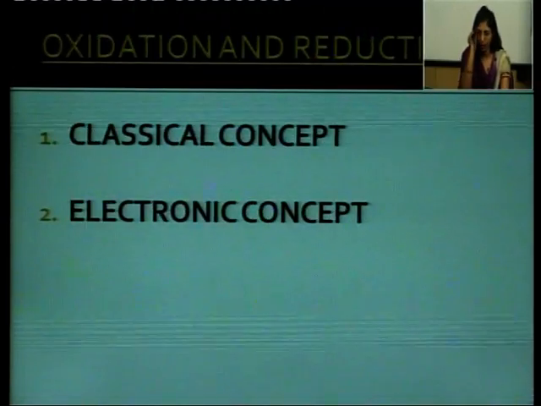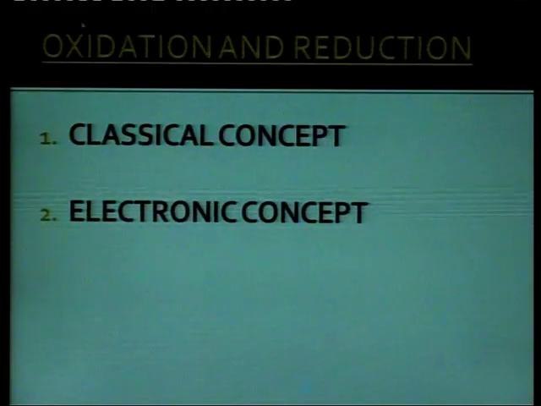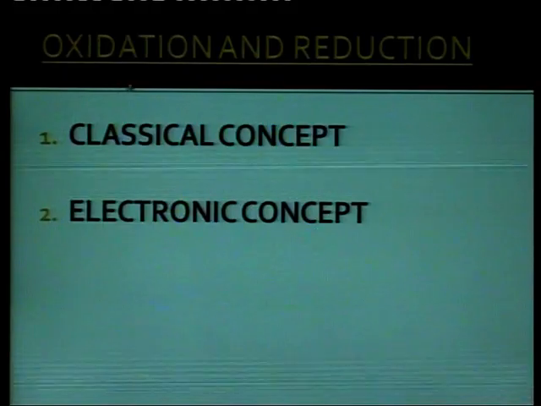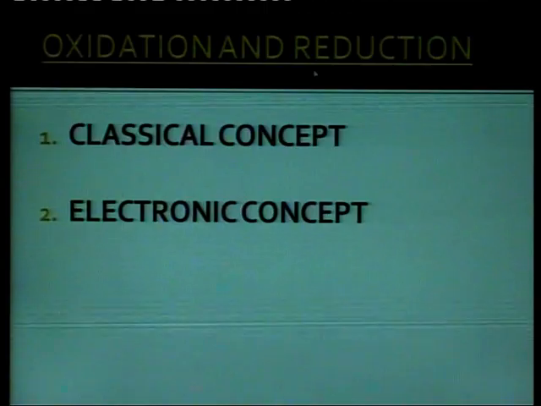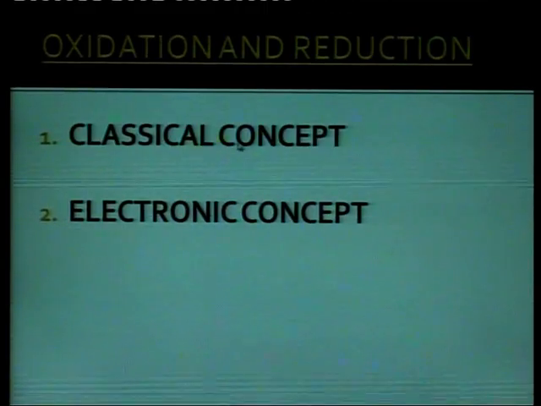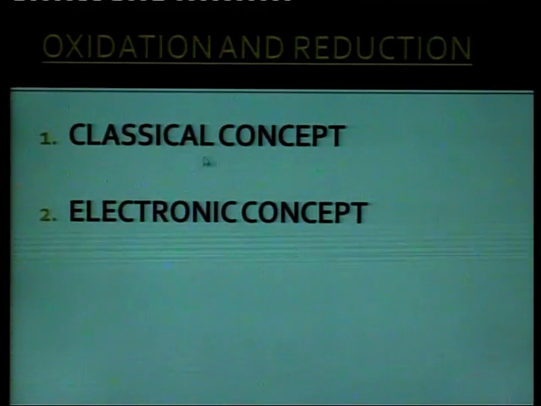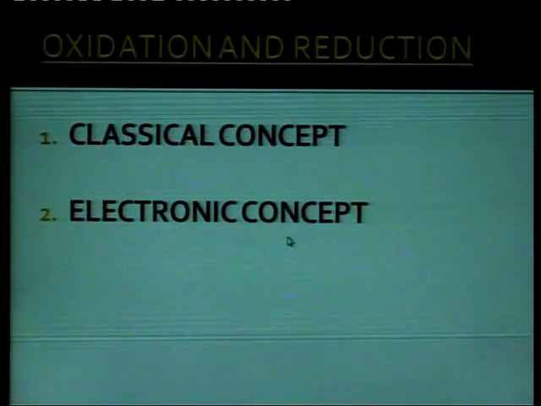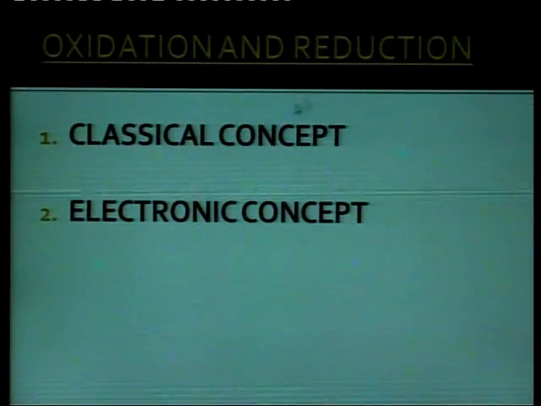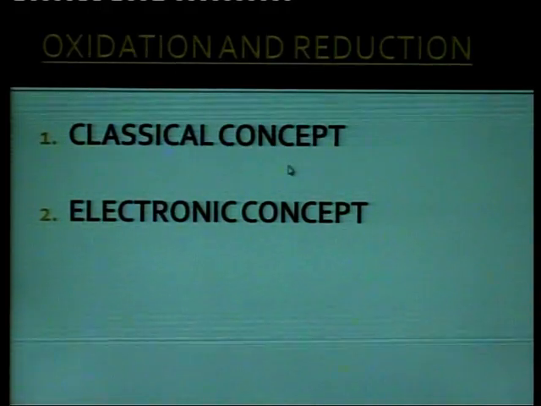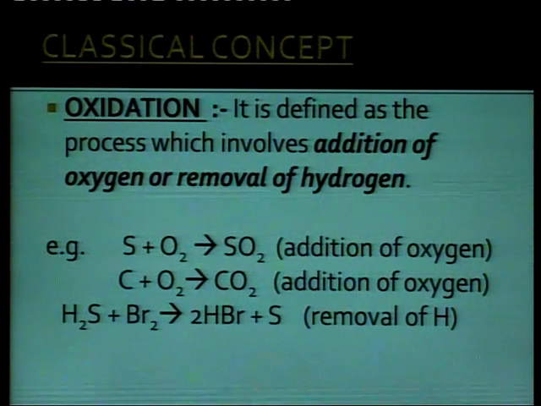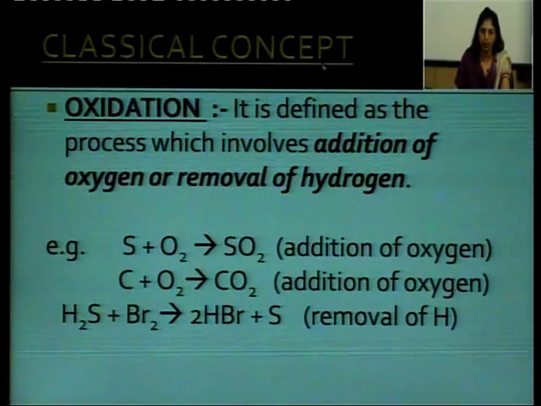First of all, let us have an introduction to oxidation and reduction. Basically, oxidation and reduction are two processes which can be explained on the basis of two concepts, that is the classical concept and the electronic concept. And these two processes are just the reverse of each other. First of all, let us discuss the classical concept of oxidation and reduction.